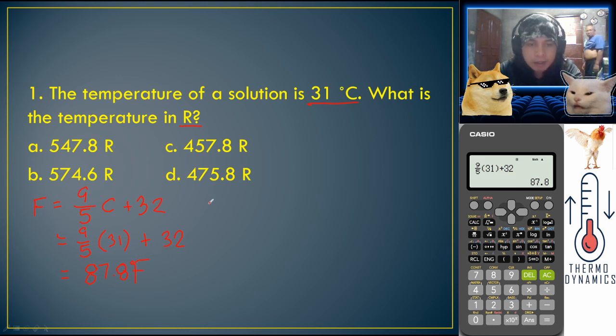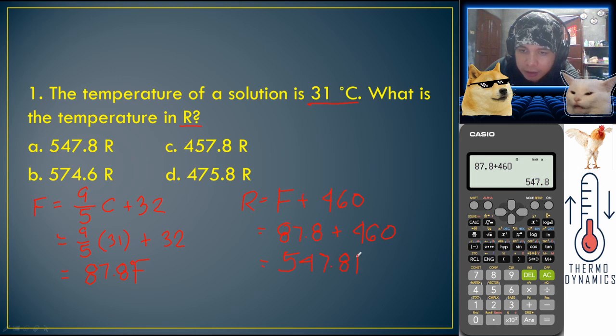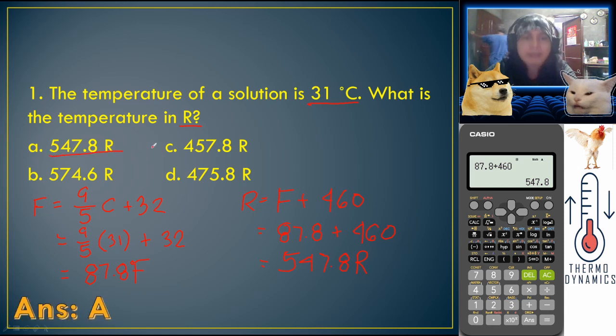And then after we get the answer in Fahrenheit, we can proceed to the next, which is R is equal to Fahrenheit plus 460. And with that, we have 87.8 plus 460. Magkano po yan? We have 547.8. Meron ba tayo dyang sagot? 547.8 Rankine. So, the correct answer is letter A. Easy. Ganyan lang po.